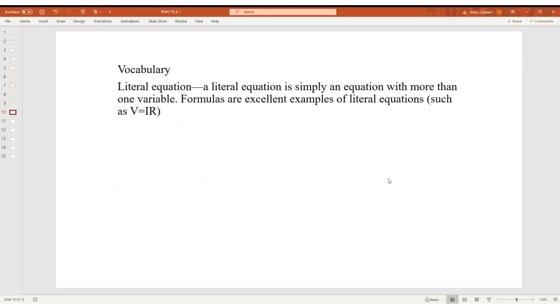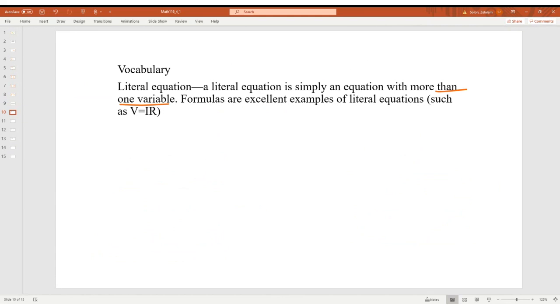Now, vocabulary. A literal equation is an equation with more than one variable. This is important: more than one variable. Linear equations usually have one variable. So far we've seen x, x, x, everywhere x. But now you will have more than one variable. Formulas are excellent examples of literal equations. Formulas are literal equations derived from real world situations.